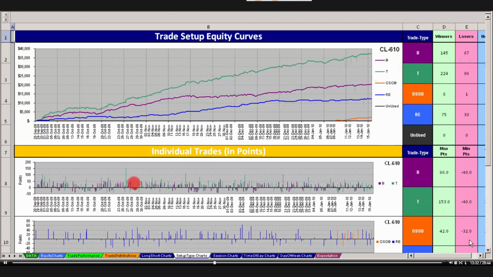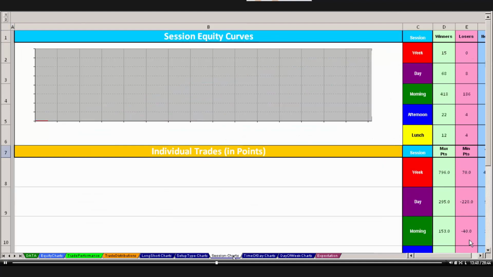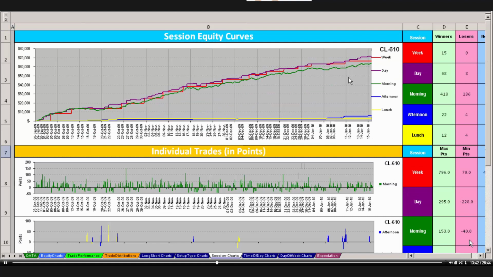The bars represent the points earned on each individual trade, and the different graphs represent the different trade types. Okay, let's go on to the next one. These are your session charts.